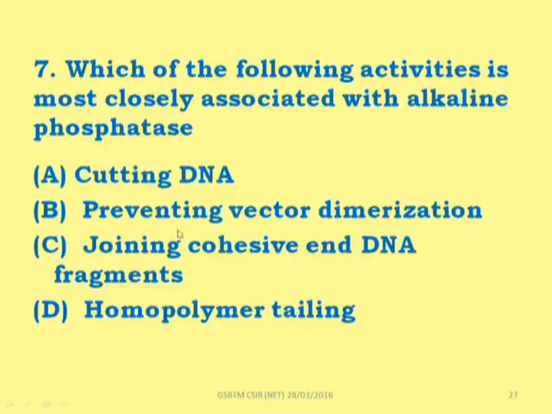So here the answer is: cutting the DNA is restriction enzyme, prevent vector dimerization. Joining cohesive ends of DNA fragments, no correlation. Homopolymer tailing, no. So this one is the right answer: prevent vector dimerization. The dimer will not be formed. Two vectors will not be joined together.